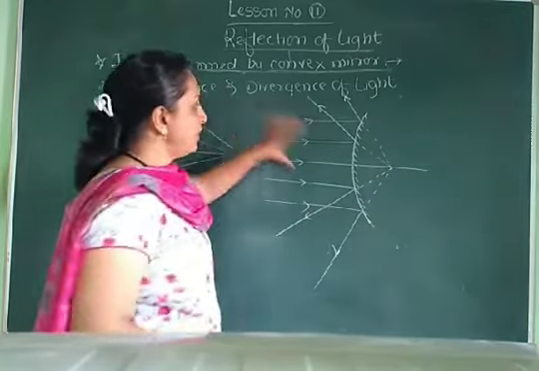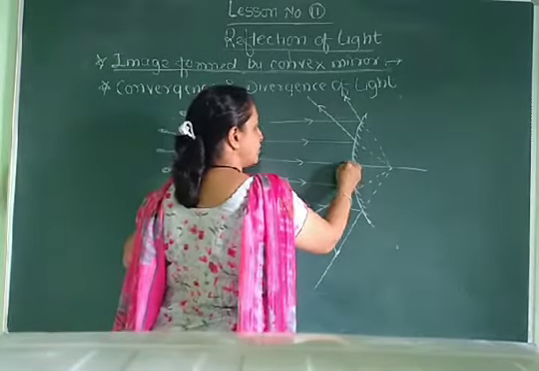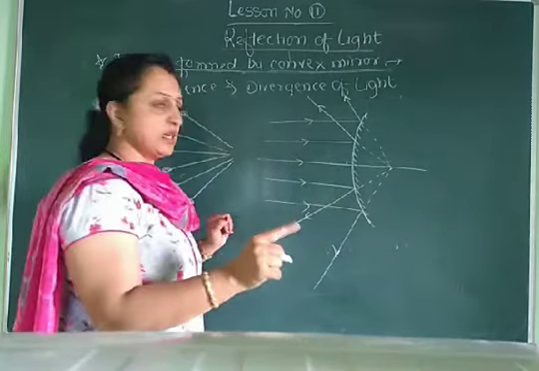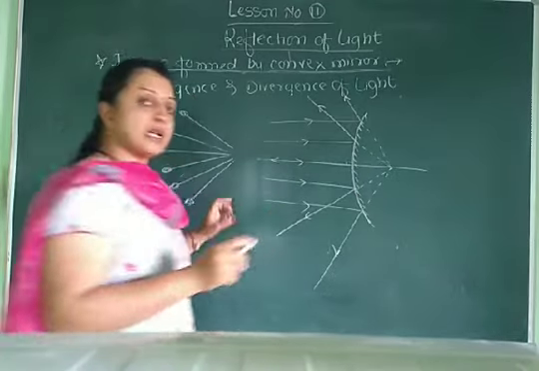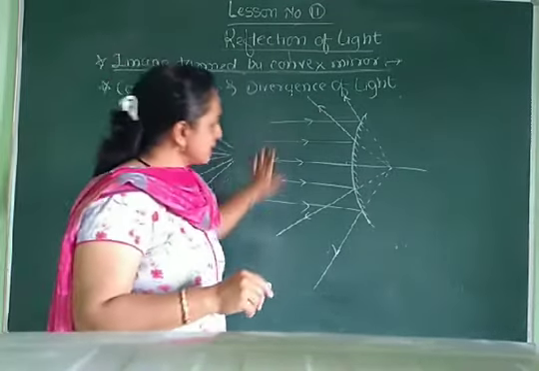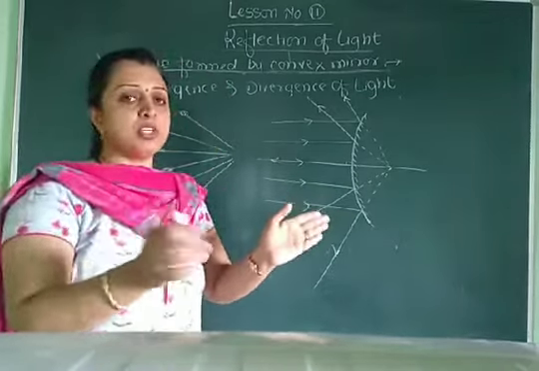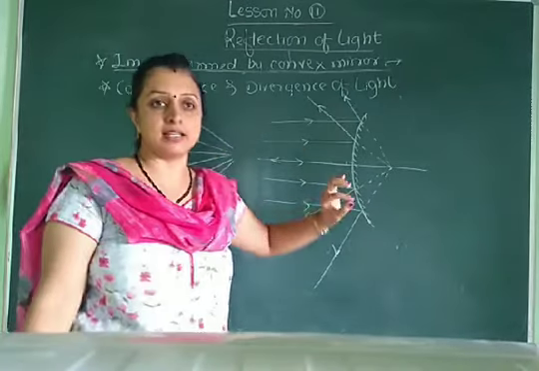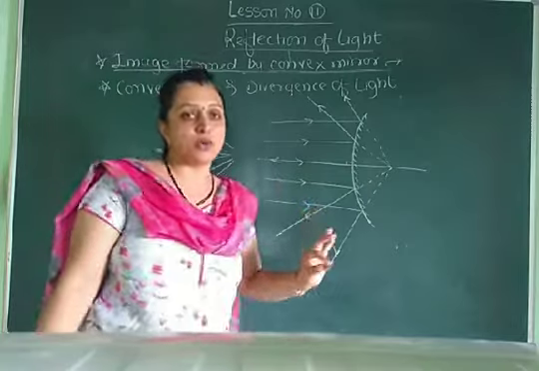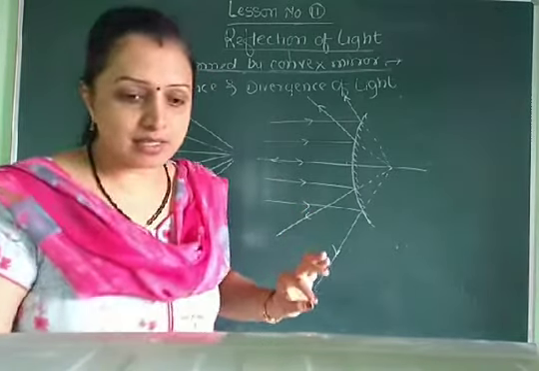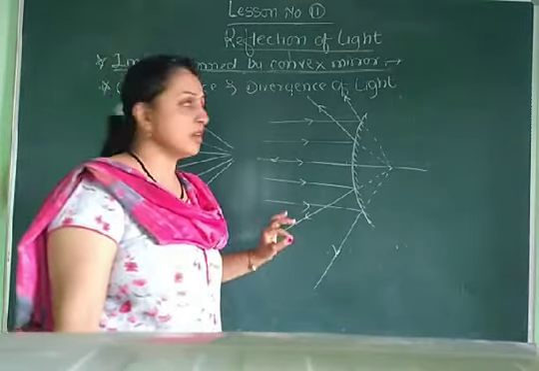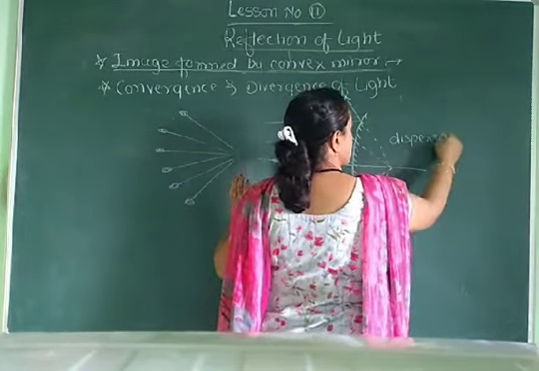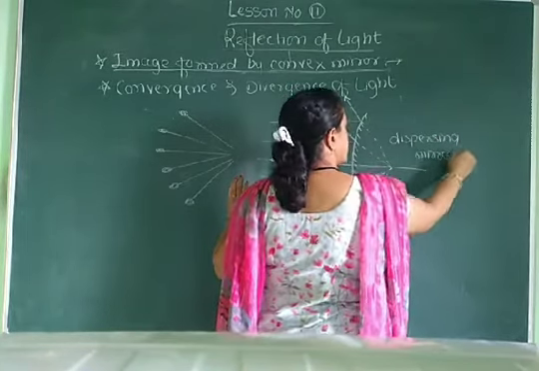These are all the reflected rays. The ray which is moving along the principal axis is perpendicular to the mirror, therefore it will move along the same path in the backward direction. So all these reflected rays are moving away from each other, and that is called the divergence of light. Therefore this convex mirror is also called a dispersing mirror or diverging mirror. So remember all these things.